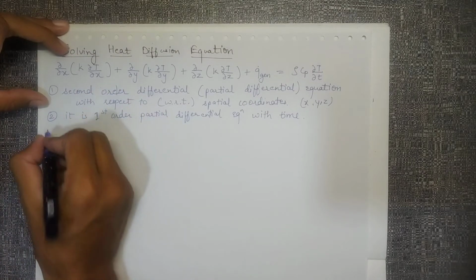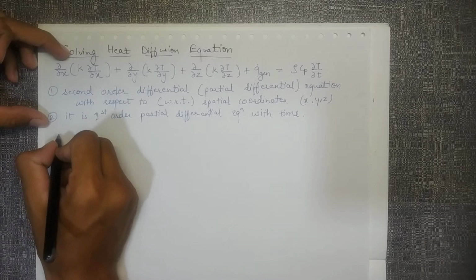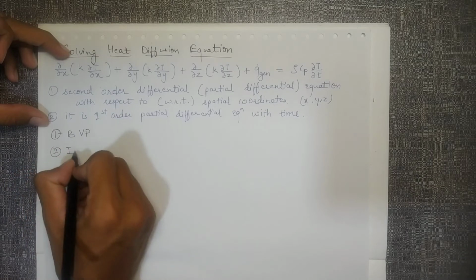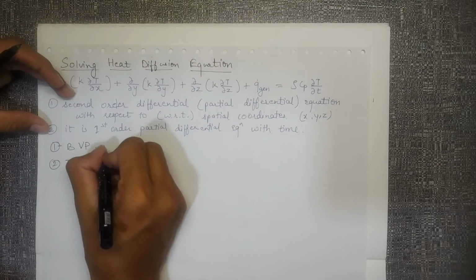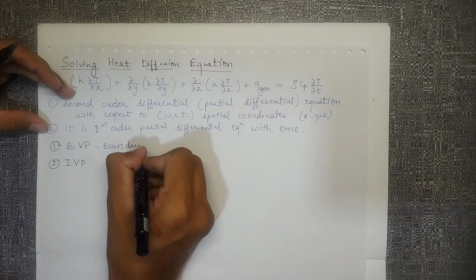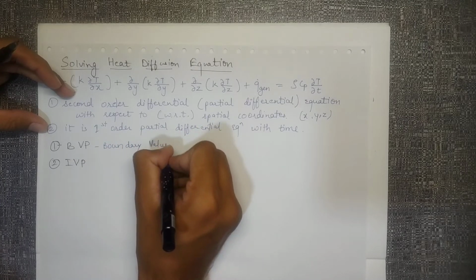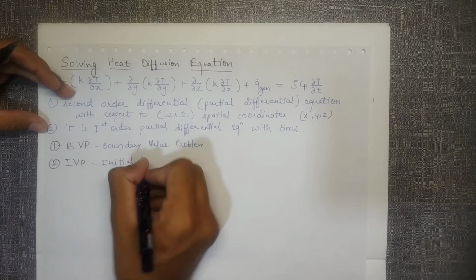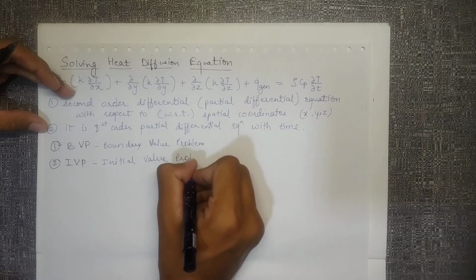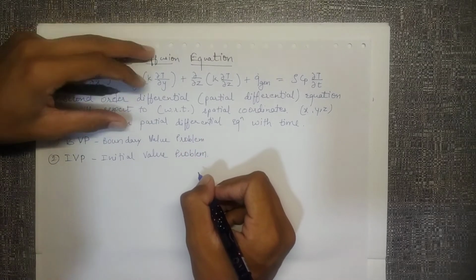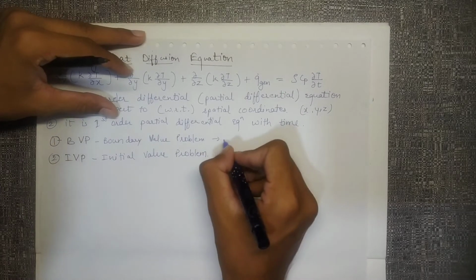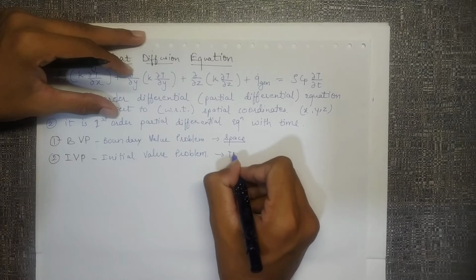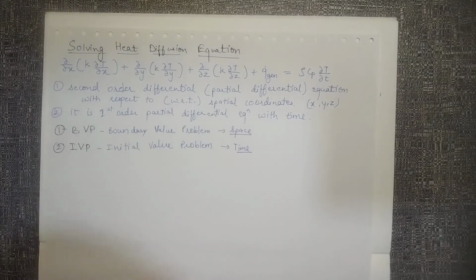These two combined give you the information that it is a boundary value problem, and second, it is also an initial value problem. The boundary value problem comes as we have spatial coordinates, and the initial value problem comes because we have time involvement. So both these things will be included.